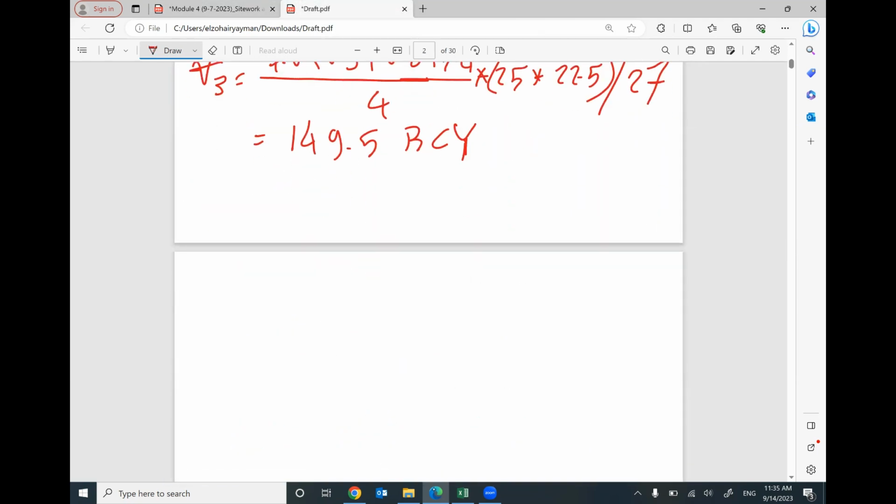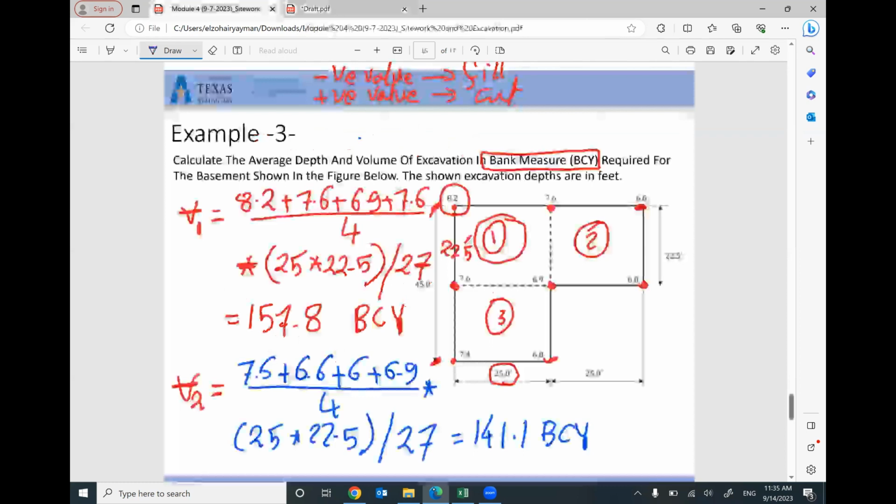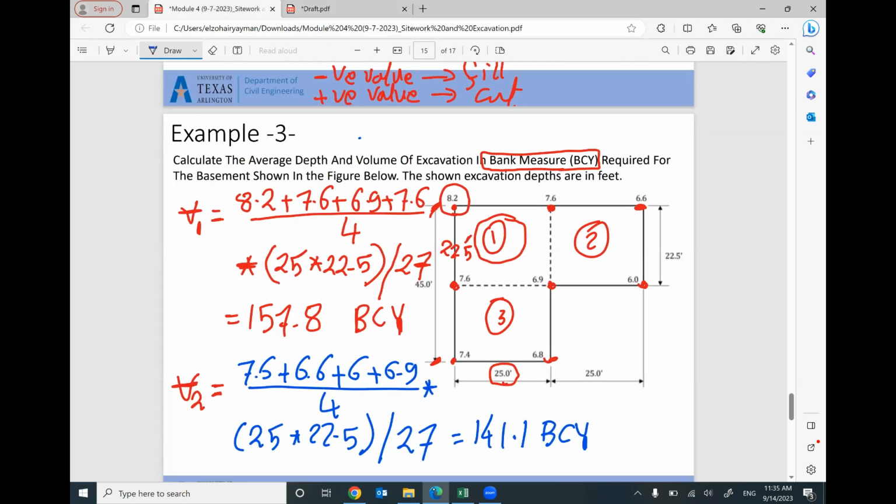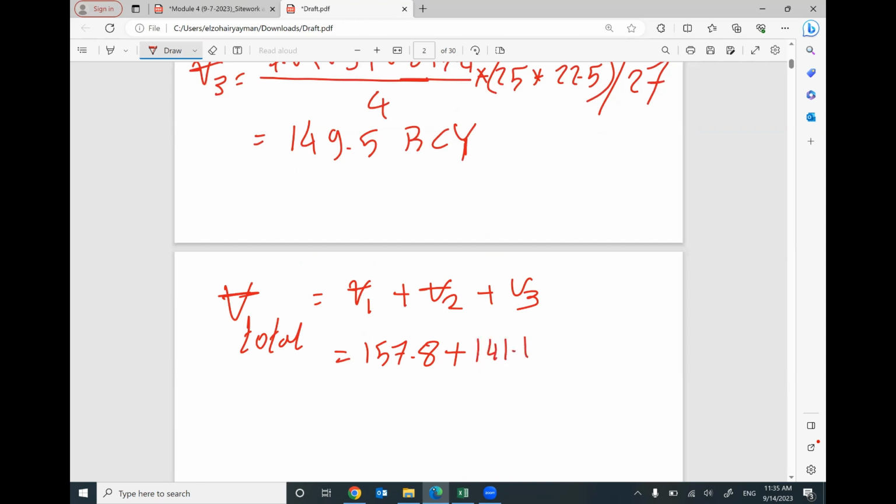So the total volume required to be excavated is the volume of cell number 1, plus the volume of cell number 2, plus the volume of cell number 3. So I need to add 157.8 plus 141.1 plus 149.5. That tells you the total bank cubic yard to be excavated: 157.8, 141.1, 149.5. So the total will be 448.4.